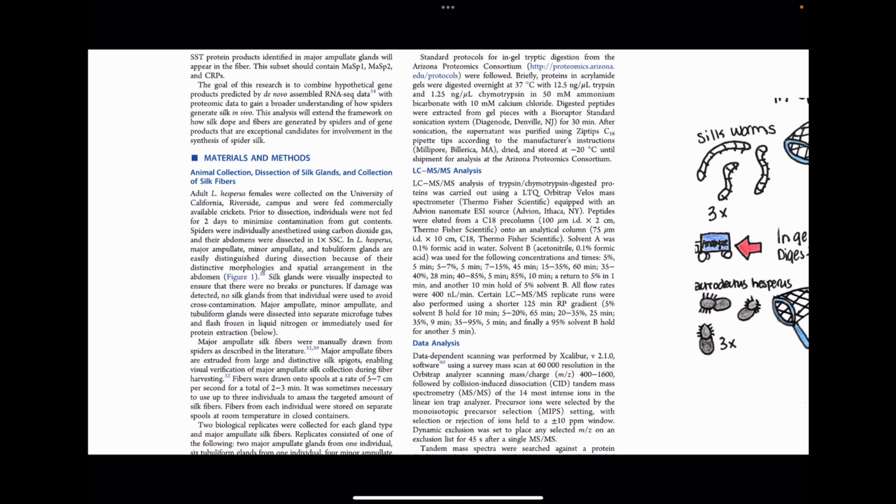So even something like, let me try if my PowerPoint will let me. Like this one, L. hesperus. If you don't know what the heck that is, look it up. Right? What the heck is L. hesperus? Right?